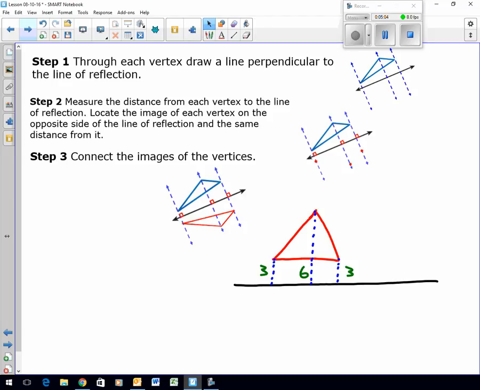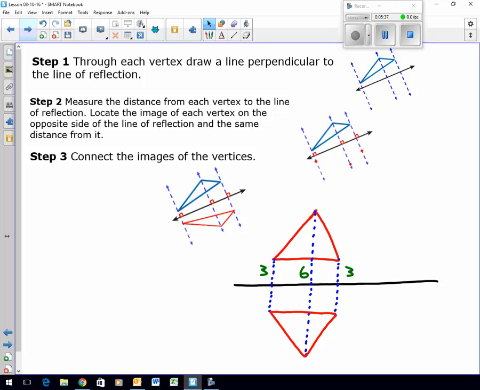You not with me? That was step 1, right? Draw it with the vertexes. Step 2 was measuring the distances. The last part of step 2, let's go 3 more. Let's go 6 more. Let's go 3 more. Now, check it out, y'all. I have reflected that particular triangle. Is it perfect? Nope. Probably not going to be perfect. Not going to be perfect unless I'm using a straight edge and a protractor, okay?